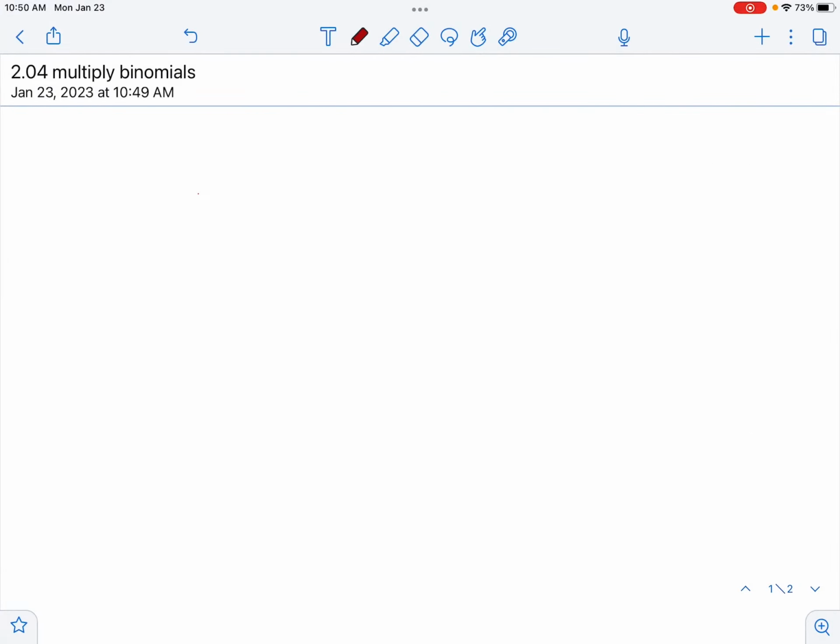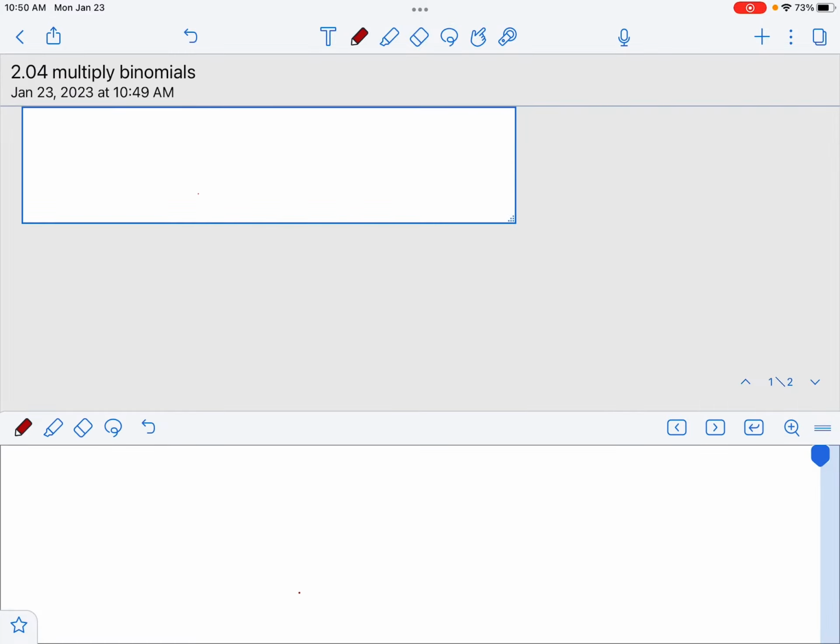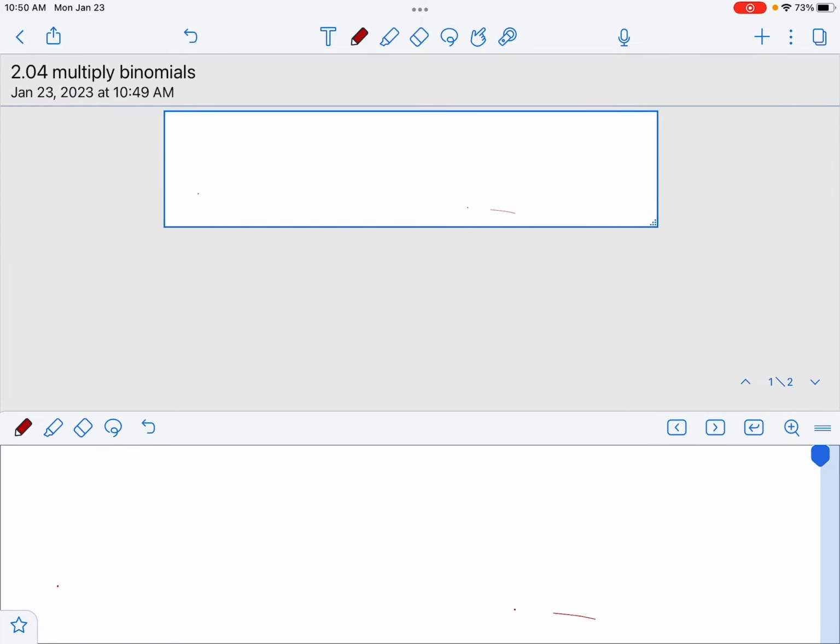All right, so we've already looked at multiplying monomials times a polynomial. So now we're going to multiply binomials. Binomial means we have two terms, and we're actually going to have two methods to do this. I'm going to show you both of them, and then you guys can choose which one you like better, but they're both good to know.